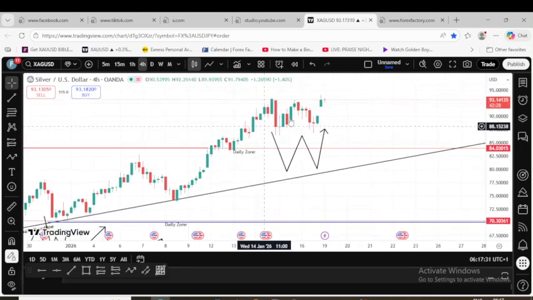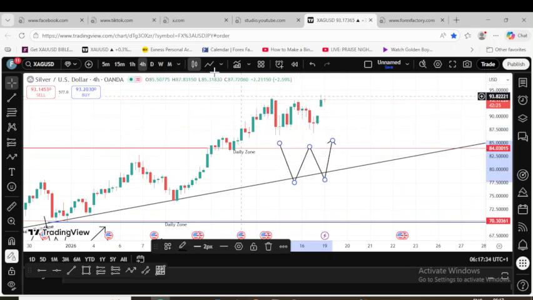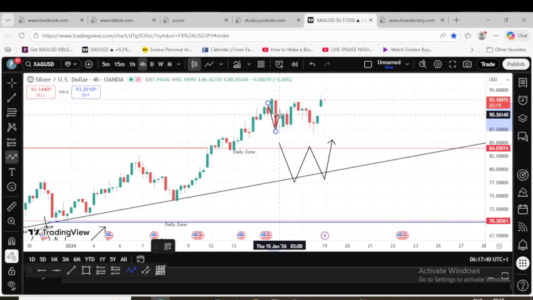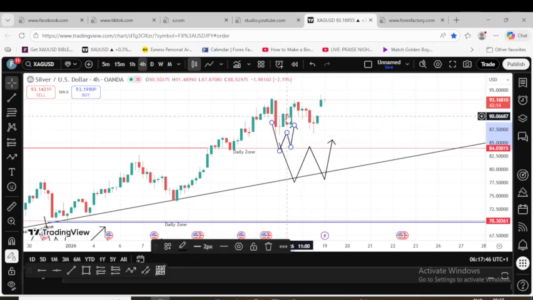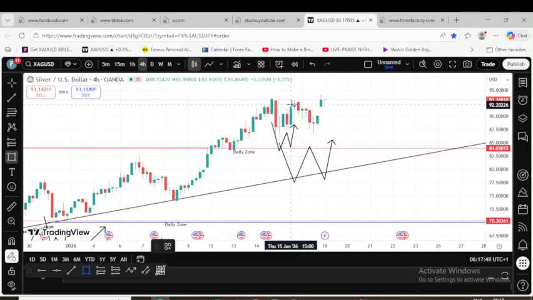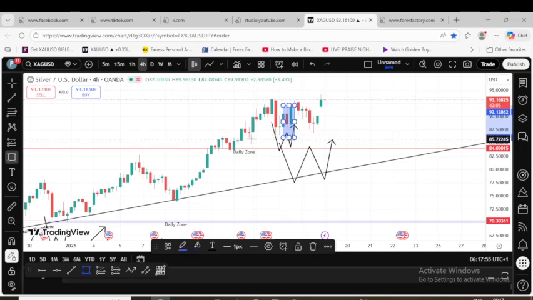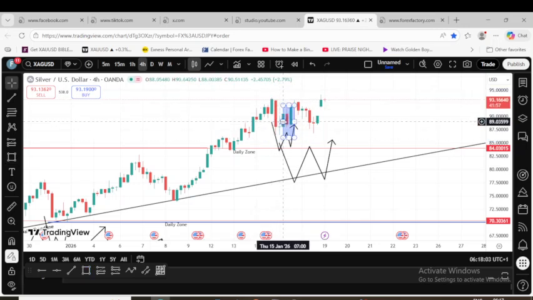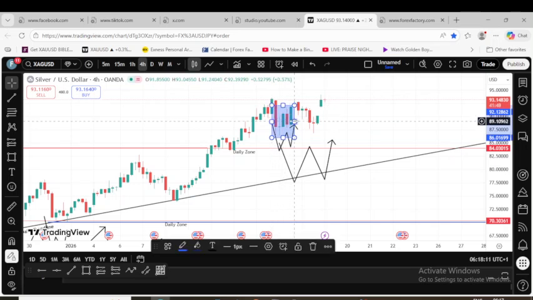Similarly, we have a W pattern here, and not just that. If I switch to the line chart, you can see that there's a W pattern here as well. And this W pattern not only contains a bullish engulfing candlestick, which is inside of the blue box, it also contains a reversal candlestick pattern.